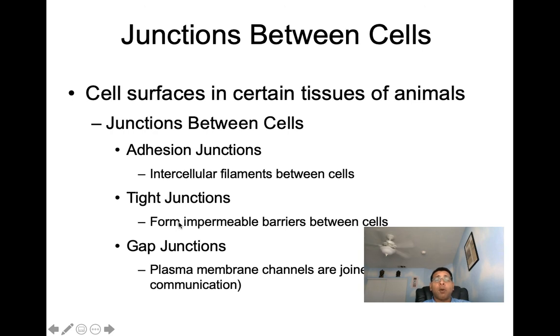Tight junctions, they form impermeable barriers between cells. And then third are gap junctions. You're going to see gap junctions are going to be junctions where the plasma membrane cells are joined. And this allows for communication. We're going to see this in relation to cardiac muscle cells. We're going to see this in relation to smooth muscle cells also.